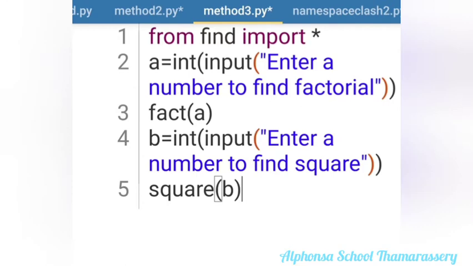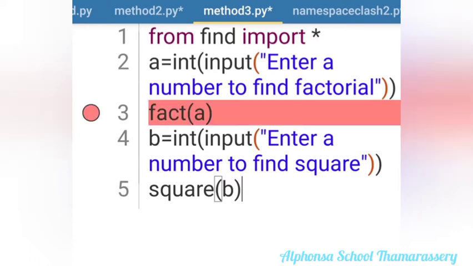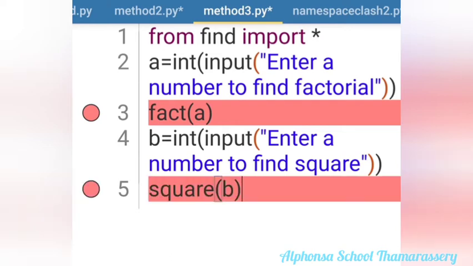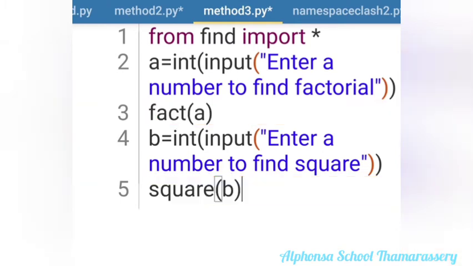See one more method. You can import all the functions from the find module: from find, my module name, import star. It will import all the elements. So I ask the user to enter a number to find out the factorial, then fact of A. Simply call the function, specifying the function name only, without the module name. And square of B, specify the function name without the module name. It will work as before.